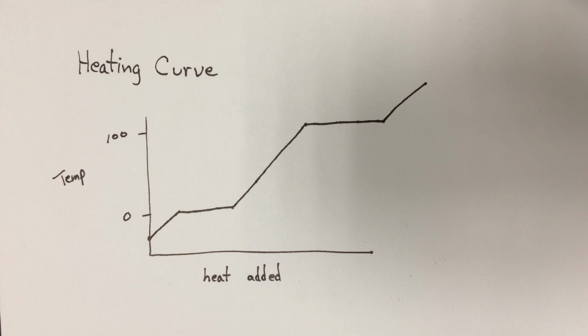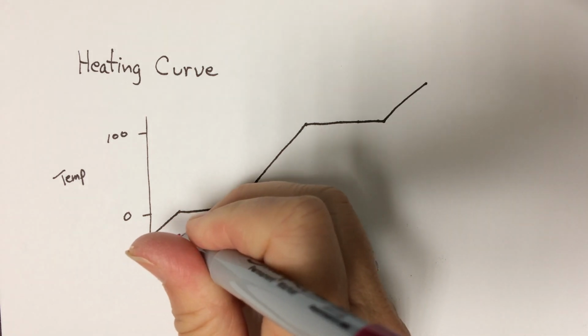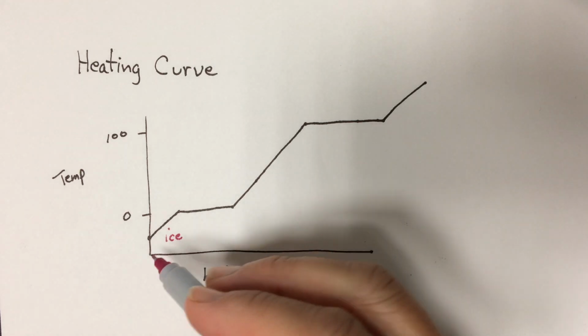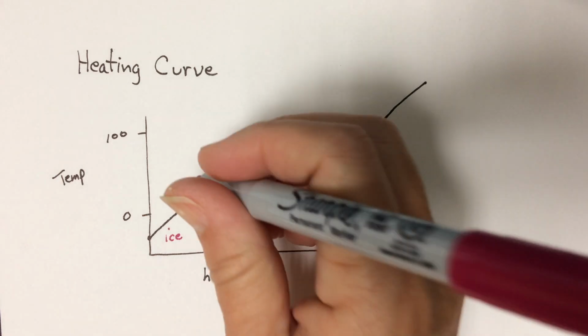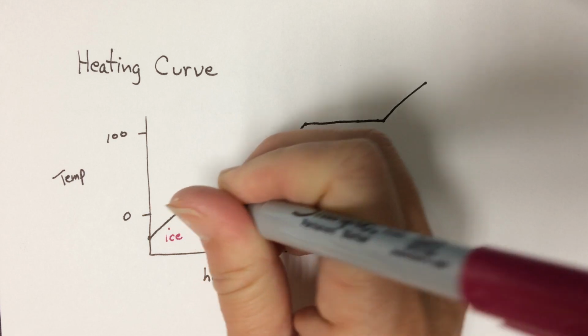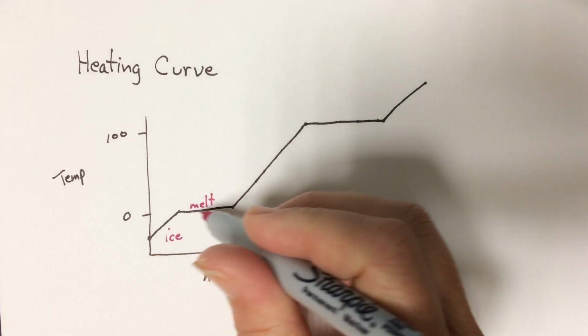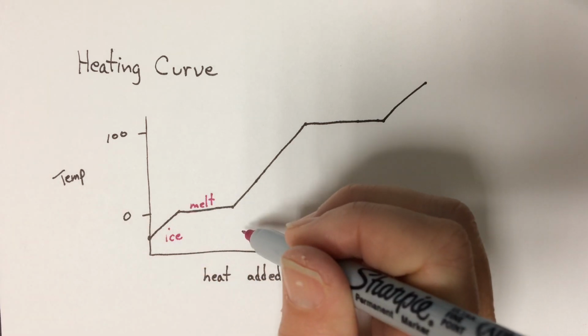Down here at the very left, we're starting with ice. So if I take ice and I apply heat, the temperature increases. When it gets to 0 degrees, the ice begins to melt. And as the ice melts, all the energy that I'm adding when I'm adding heat is going into melting the ice, not into increasing the temperature.